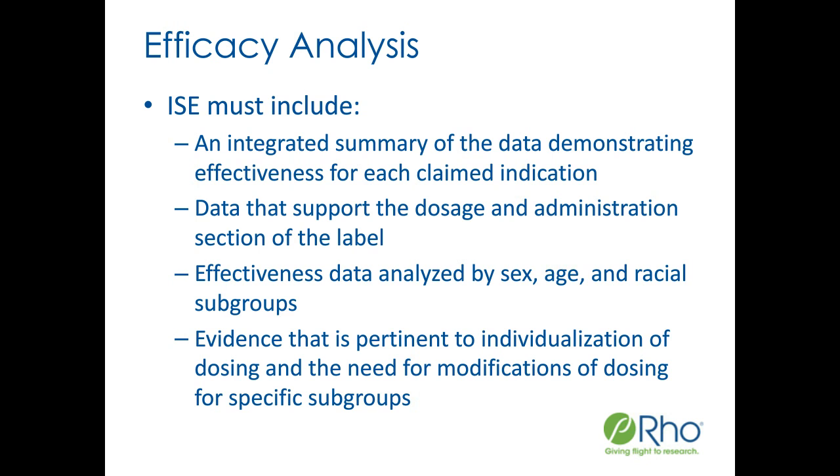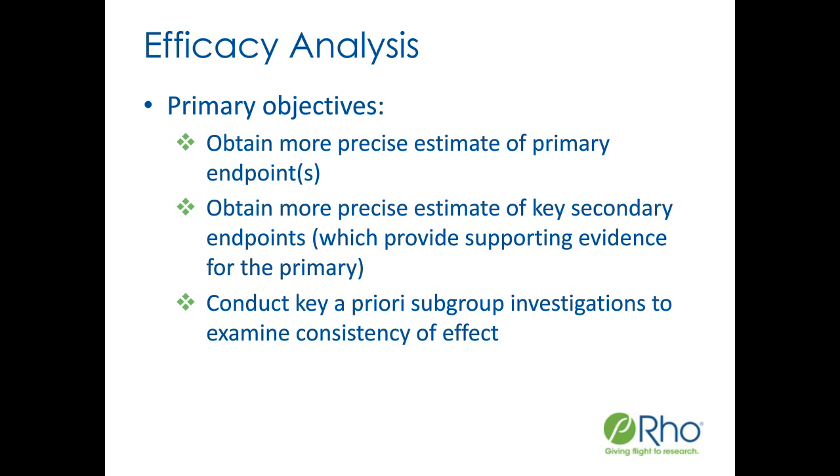So your primary objective for your ISE is to get precise estimates of your primary endpoint, which is very similar to the safety. If you are able to pool some of that data and pool some of the information, your estimates of effectiveness will be more precise. You also want to look at key secondary endpoints, assuming they support evidence for your primary. And then the agency is expecting to see subgroup investigations to examine the consistency of the effect.